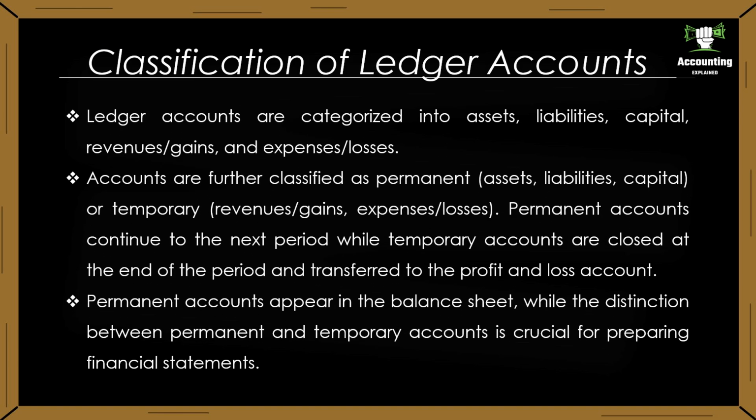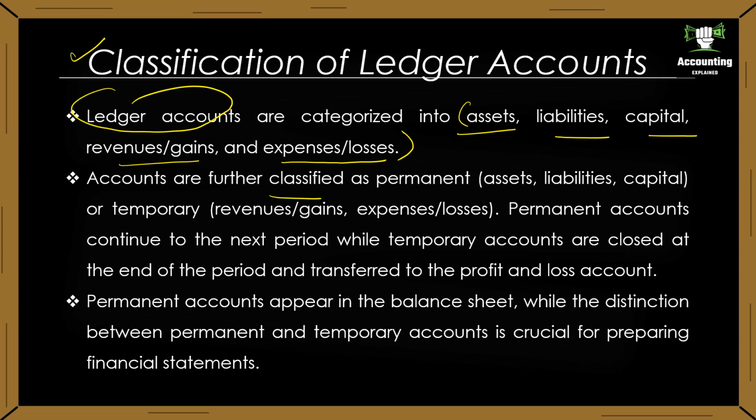Classification of ledger accounts. Ledger accounts are categorized into assets, liabilities, capital, revenues and gains, or expenses and losses. All these are categorized in the ledger accounts. Accounts are further classified as permanent (assets, liabilities, capital) or temporary (revenues, gains, expenses, losses). Permanent means it will be used for more than 1 year. Assets, when you buy a machinery, it will not be used only for 1 day and we will not just throw it away. It will be used for a longer period.